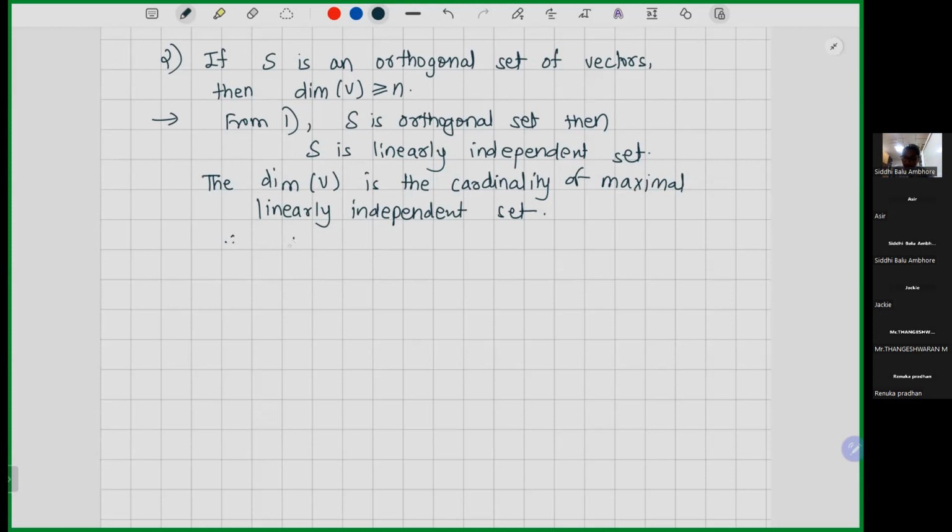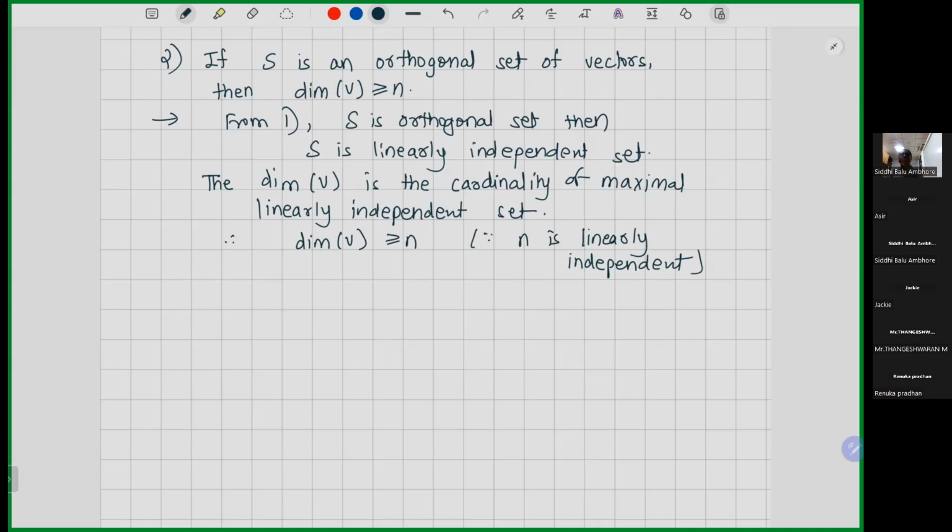Therefore, dimension of V is greater than or equal to n, since S is a linearly independent set. Is there any problem? So dimension is the maximal cardinality of a linearly independent set. So any set having cardinality greater than the dimension of the vector space is always linearly dependent. Here we are already given that S is a linearly independent set.